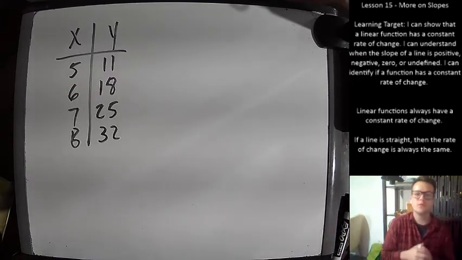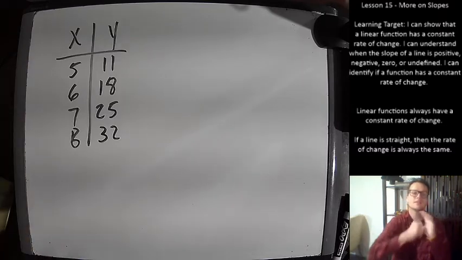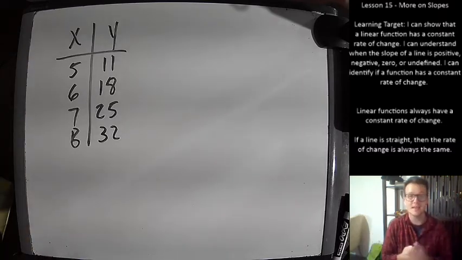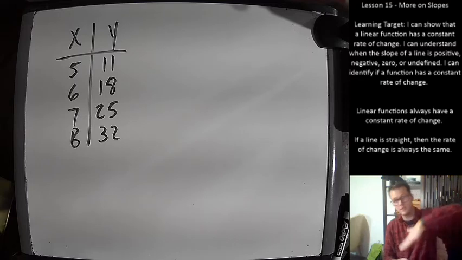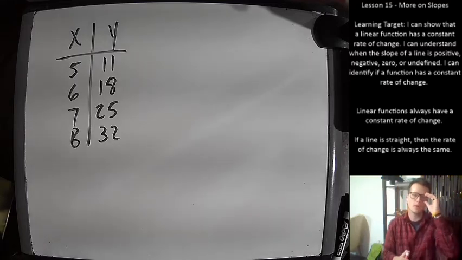Okay, we're going to run through a few examples now. This is a table of data here. I'm telling you that this data represents a function, and it's our task to determine if there's a constant rate of change. Meaning, if we were to graph this, would it be a perfectly straight line, whether positive slope, negative slope, or even a zero slope or undefined slope? So we're here to check that out.